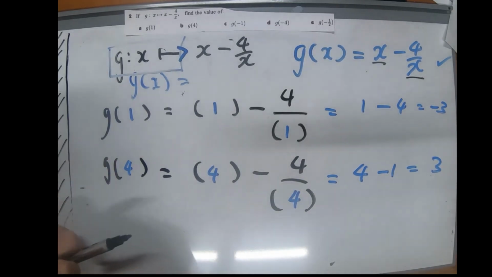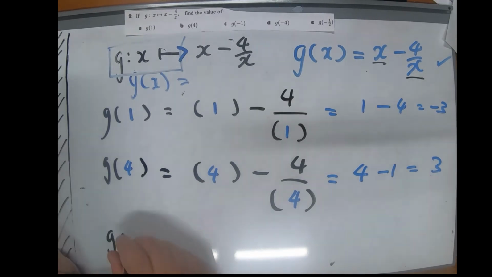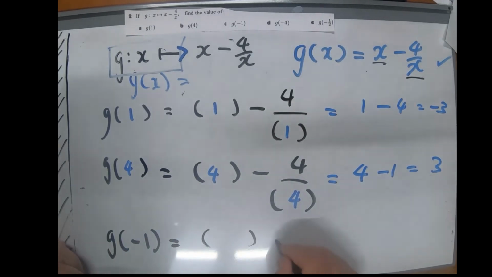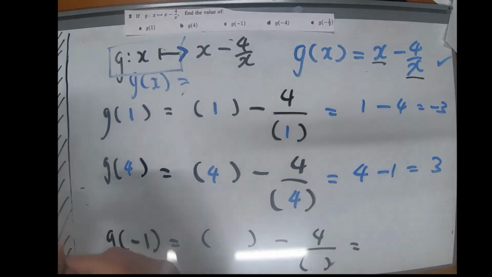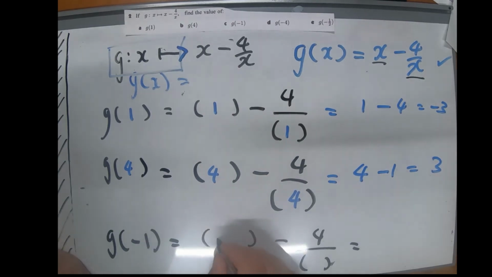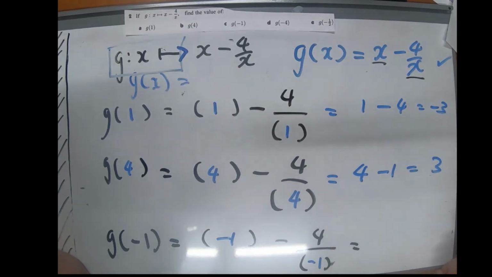Okay. One more. g of minus 1, bracket, minus 4 over bracket. Okay, so in this case we have minus 1 here, minus. So we have negative 1, and minus 4 divided by minus 1 is plus 4.